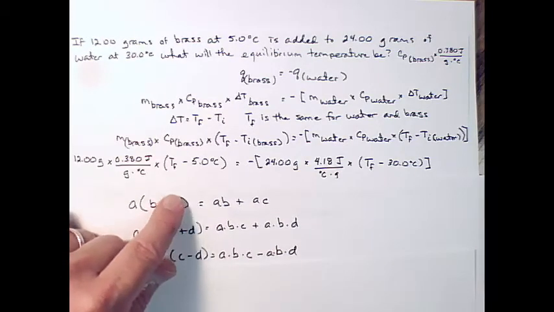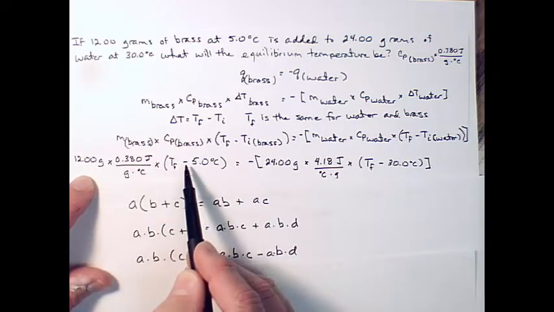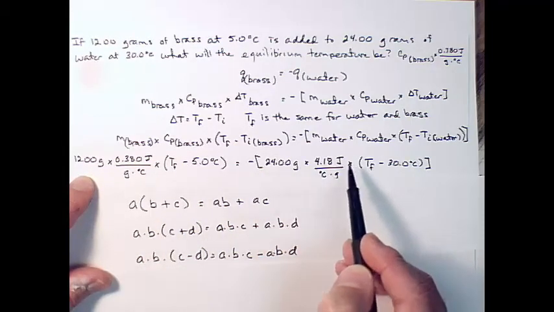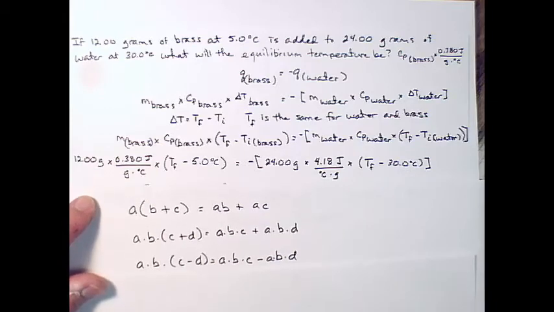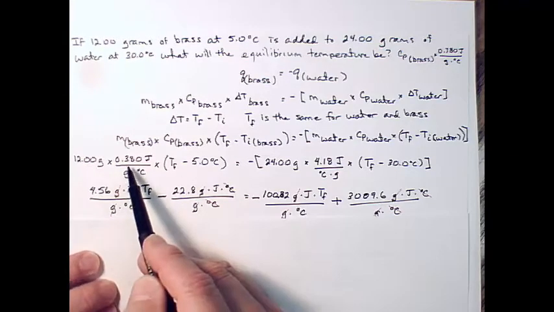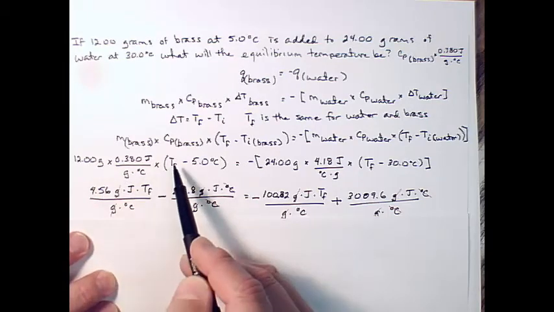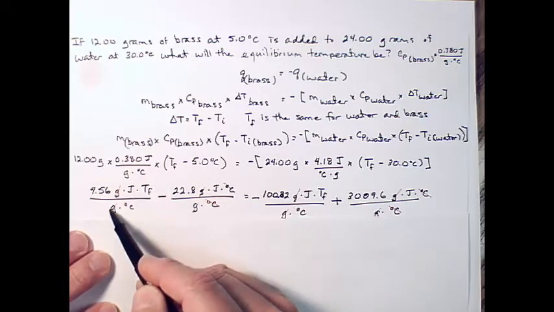Okay, so that's what we're going to be doing here. We're going to be taking this term and multiplying times this, then subtracting this times this times this, and the same on the other side. Okay? And that's what we're doing to both sides. And when we do that, we get all of this. Okay? So 12 times 0.380 times T F, we get this number with these units: grams, joules, T sub F over grams times degrees C. That's what we have here. And you can cancel out the grams then.